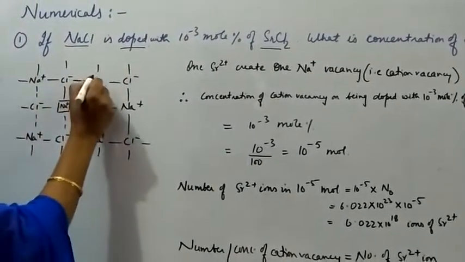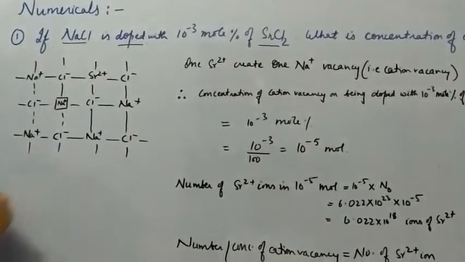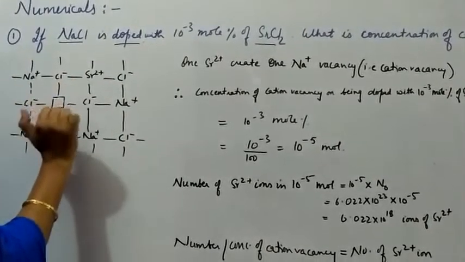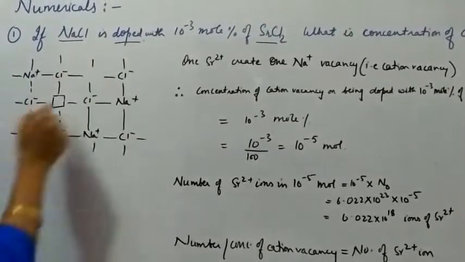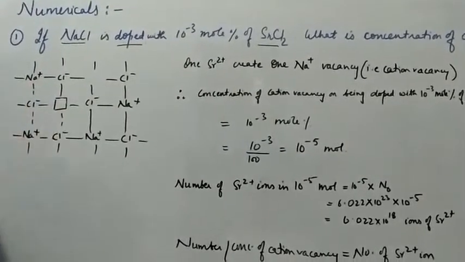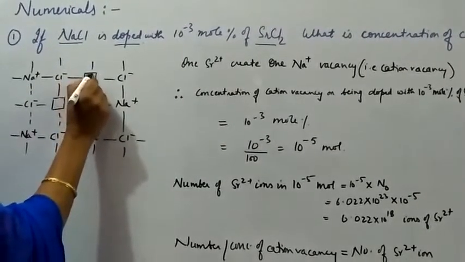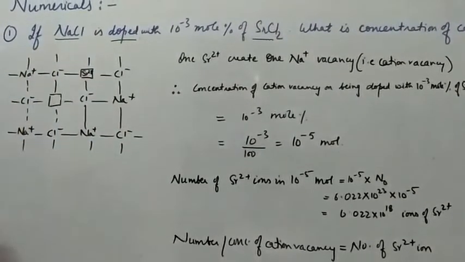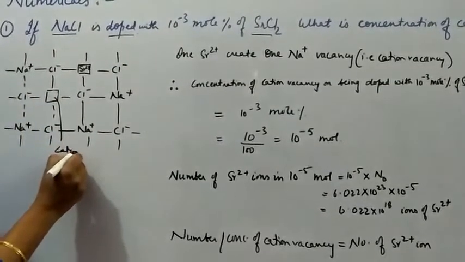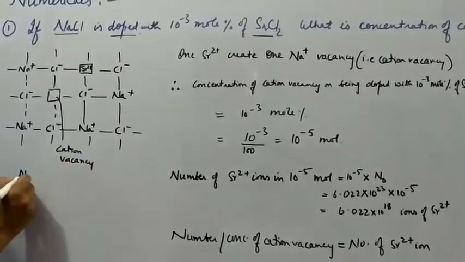If one of the lattice sites is to be occupied with strontium chloride, there should be two vacant spaces created. Let me tell again, to accommodate the strontium ion, there will be two vacant sites. In one of the vacant sites, one strontium ion fits, leaving behind a cationic vacancy, right? Why is the difference there?